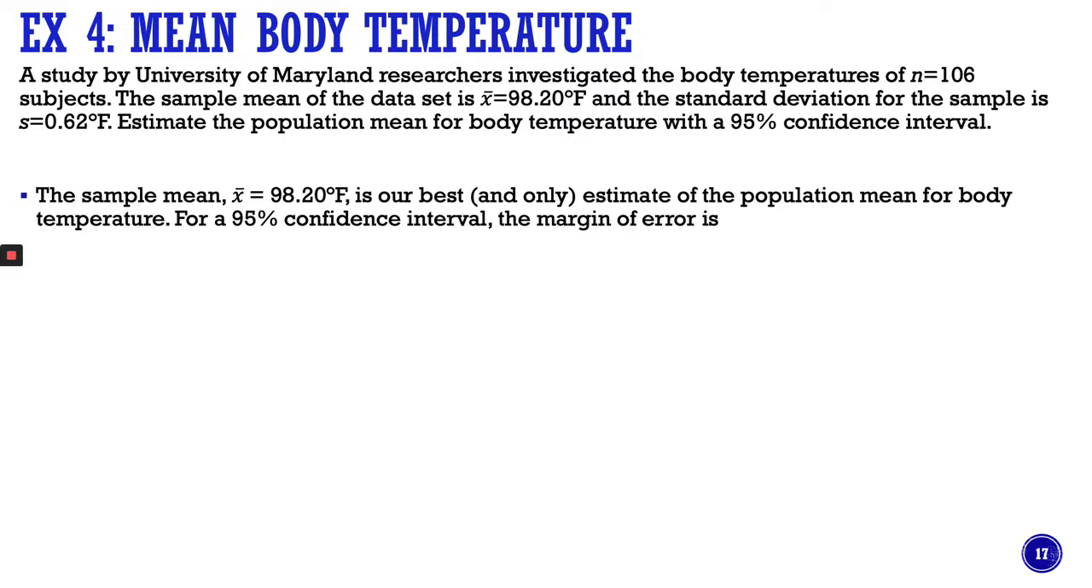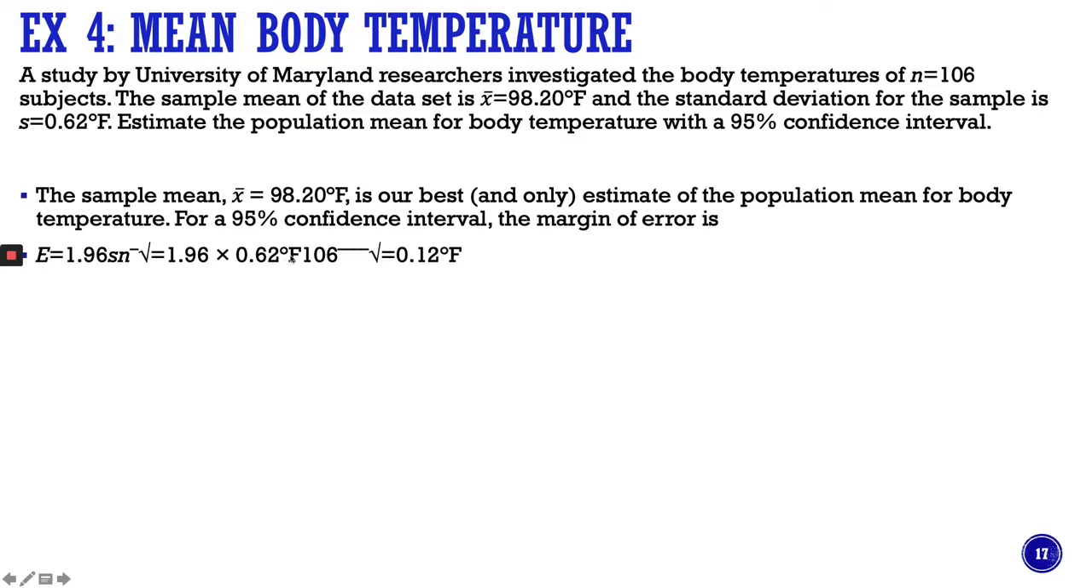Well, the sample mean is x̄ = 98.2, which is our best and only estimate of the population mean for body temperature for a 95% confidence interval. The margin of error will be E = 1.96s divided by the square root of n. Again, it's a little messed up there. Not sure what happened. Which will be equal to 1.96 times our s, which is 0.62.